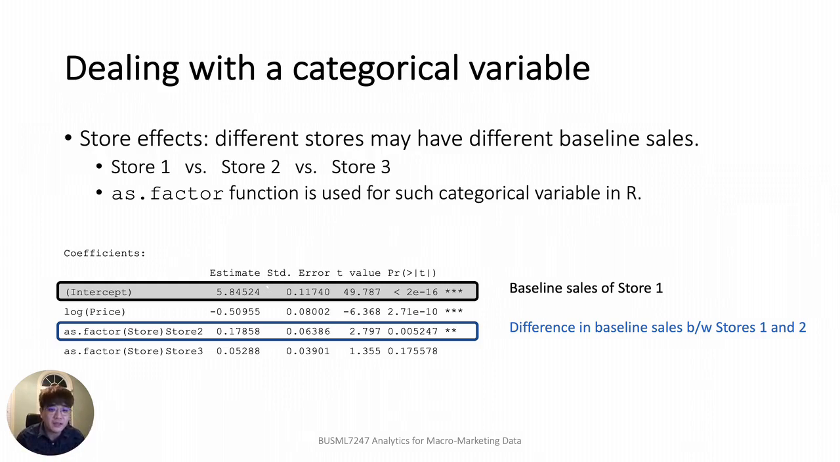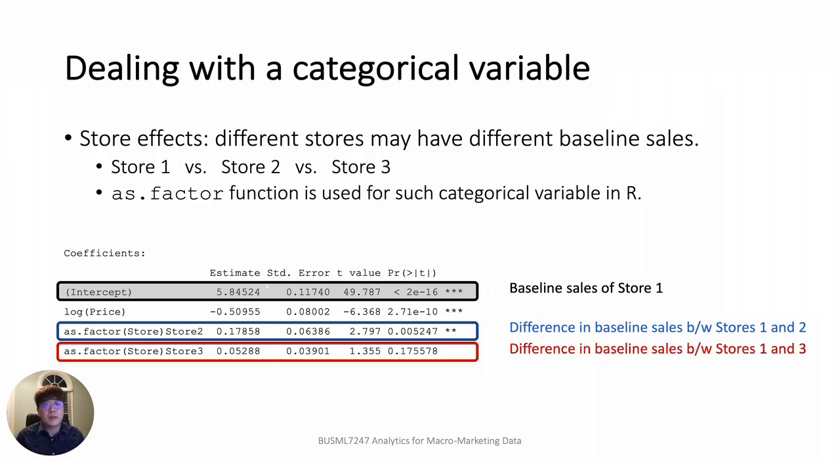Thus, the baseline sales of store 2 is given by the sum of the intercept estimate and the store 2 variable estimate. In the same manner, the store 3 variable indicates the difference in baseline sales between stores 1 and 3, and the baseline sales of store 3 is given by the sum of the intercept estimate and the store 3 variable estimate.